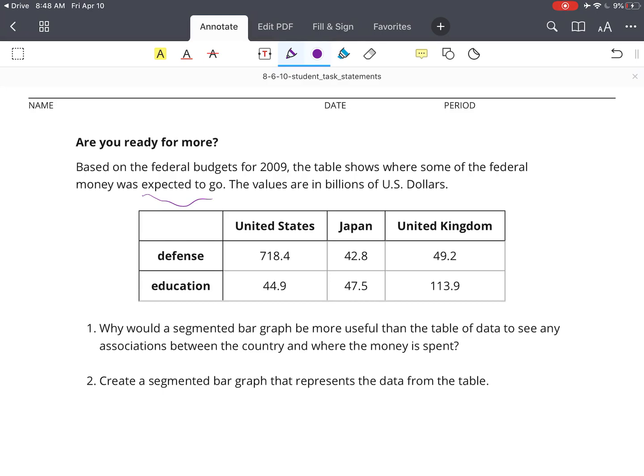Seriously. Anywho, why would a segmented bar graph be more useful than the table of data to see any associations between the country and where the money is spent?